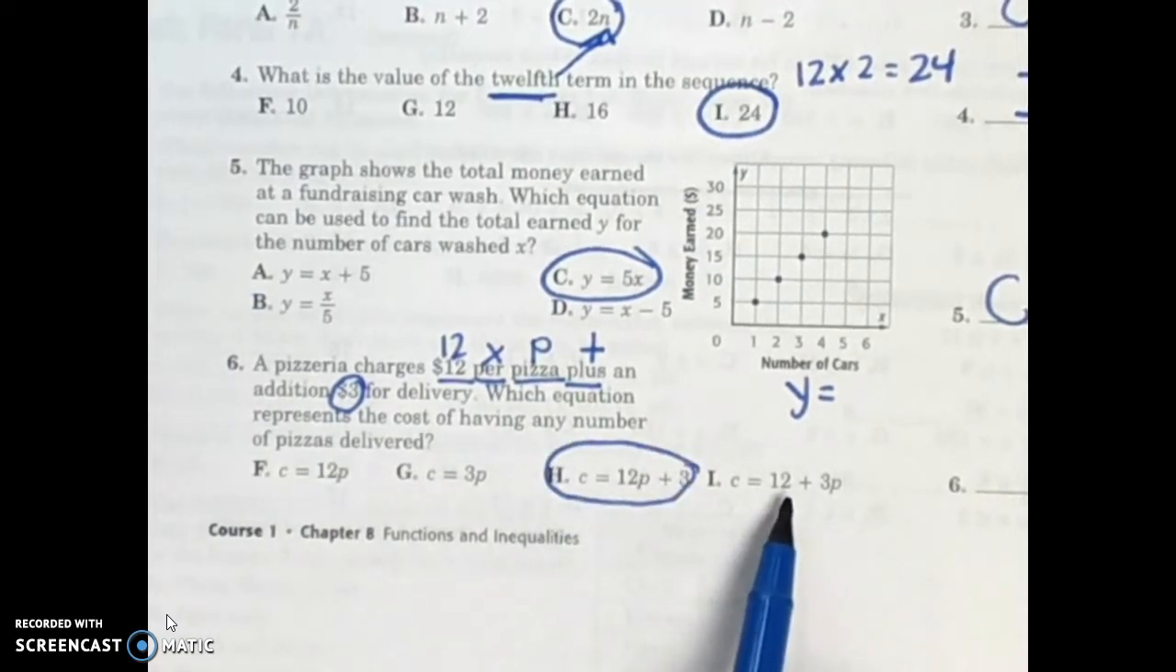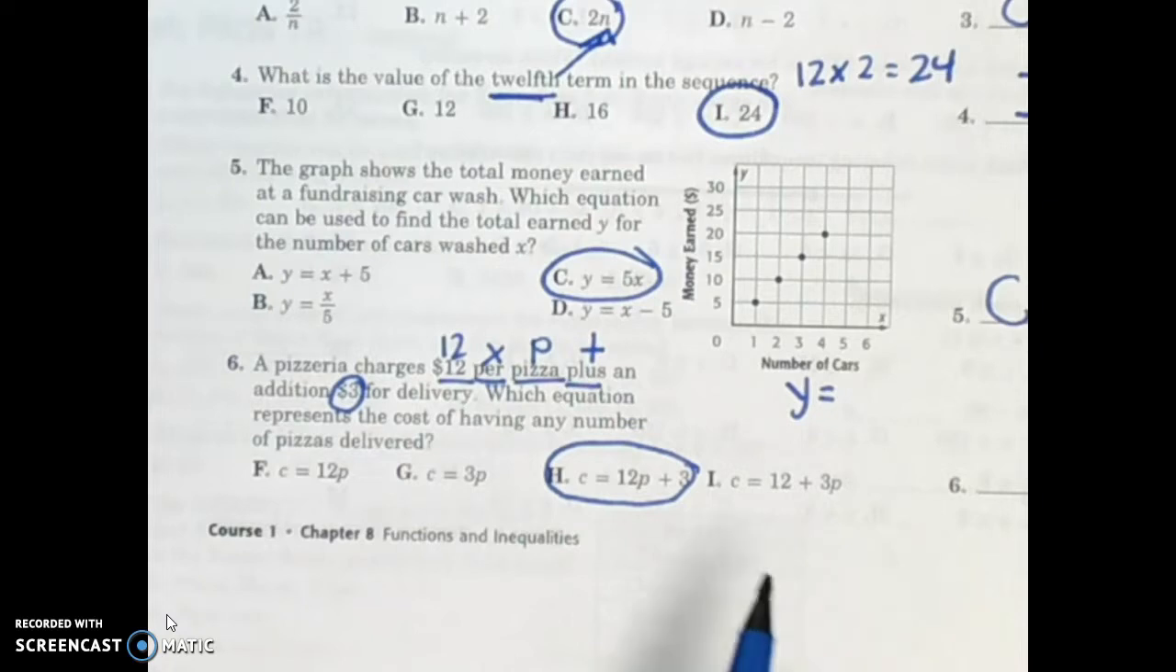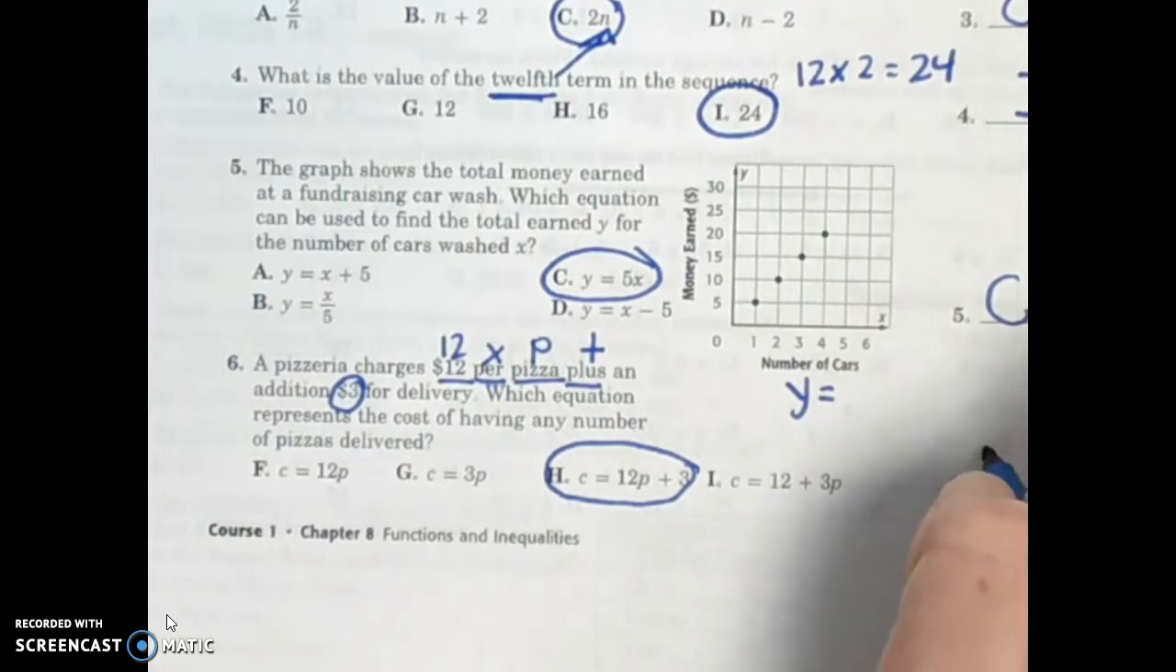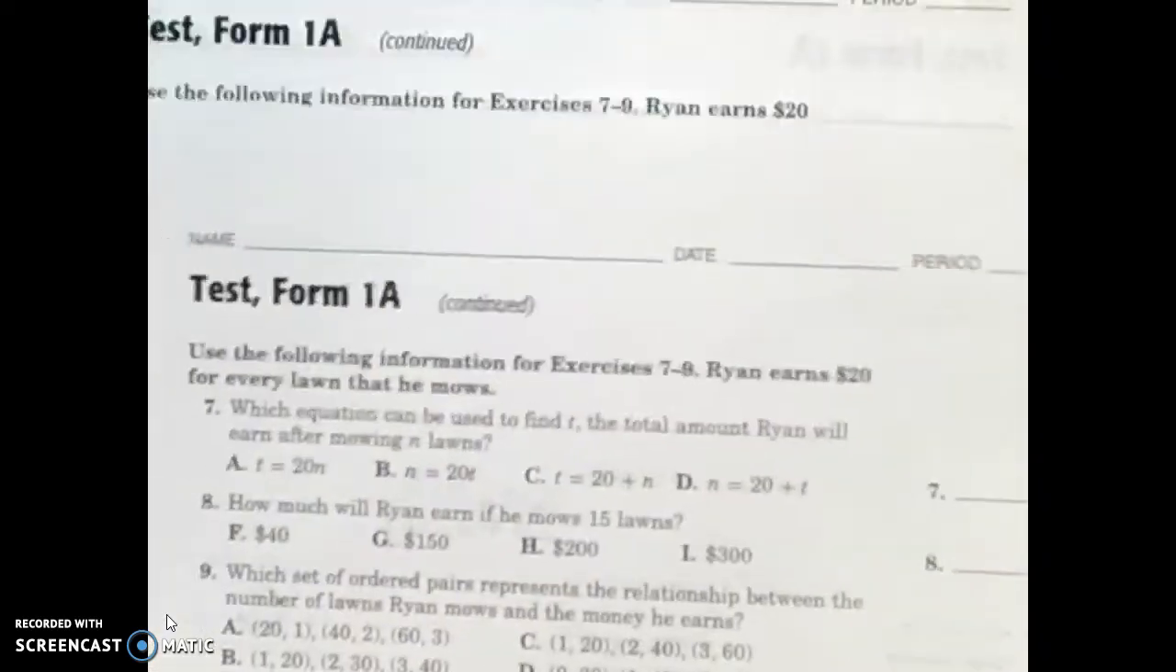Not to confuse it for this one. If you put a P next to the 3, that means that you're multiplying the delivery charge, but you only have a $3 flat delivery charge. So H is your answer. Let's head on to the back.